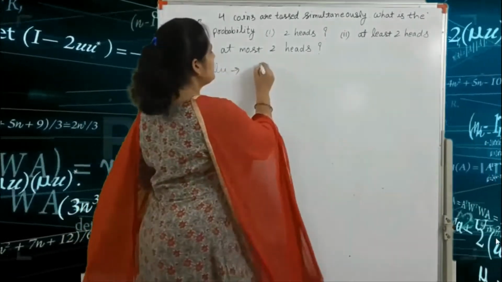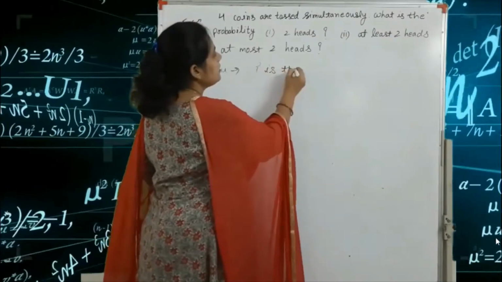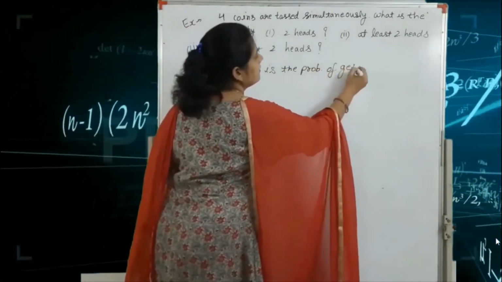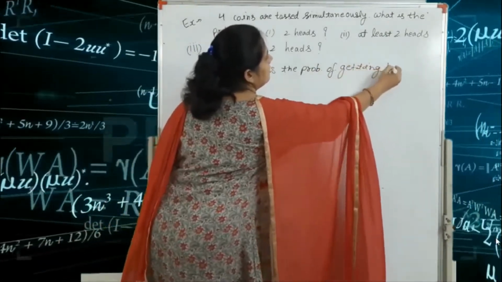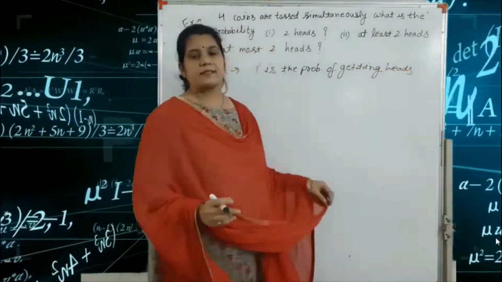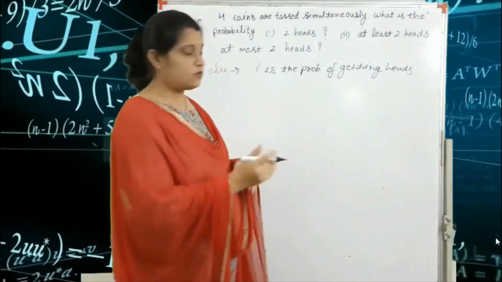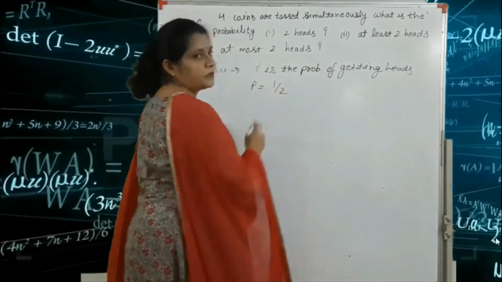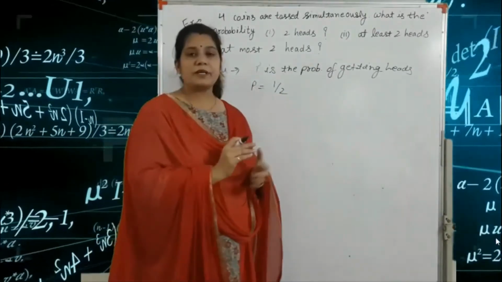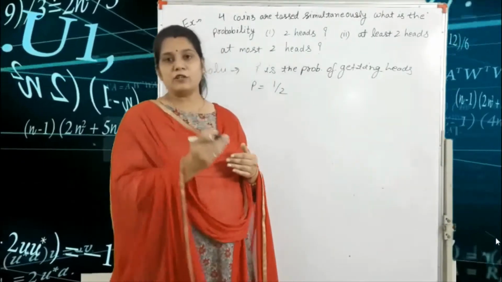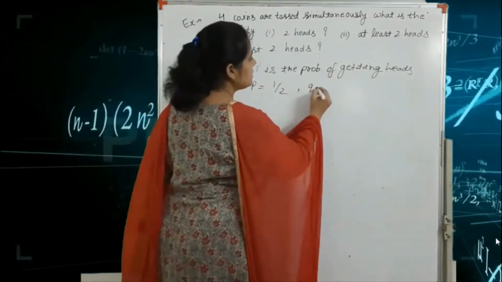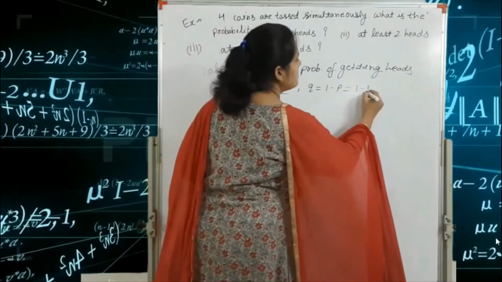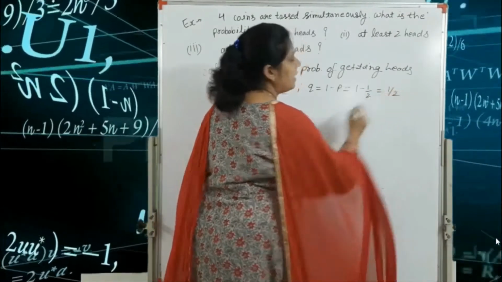consider P is the probability of getting heads. So here P is equal to what? 1 by 2. Okay, so if success is 1 by 2, what is the failure? The failure is Q is equal to 1 minus P. That means 1 minus 1 by 2, that means 1 by 2.